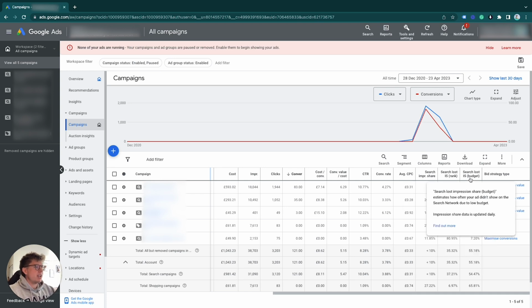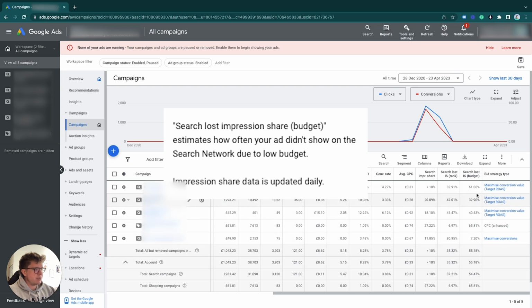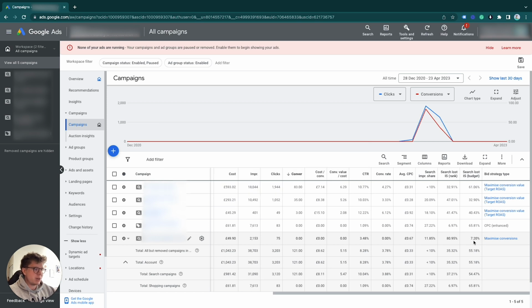And the next one is search impression share loss due to budget. This is a much easier one to explain, and basically shows us how much we aren't showing up because of the budget we are using. So again, we want this to be as close to 0 as possible, and most of these are quite high. This one is around 7%, which is good. That's probably the lowest we want, and it's probably what we should aim for with the other ones.